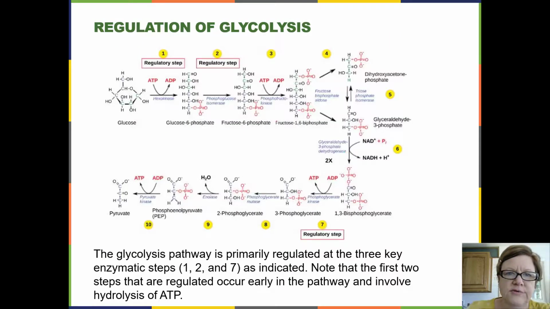Now, glycolysis can be regulated, meaning turned on or turned off. And these are the 10 steps of glycolysis, you might remember. You don't have to memorize them. But remember that enzymes can be inhibited. And sometimes enzymes are inhibited by the final product of a pathway. We call this feedback inhibition. So you still have to remember feedback inhibition because we're about to apply that concept.